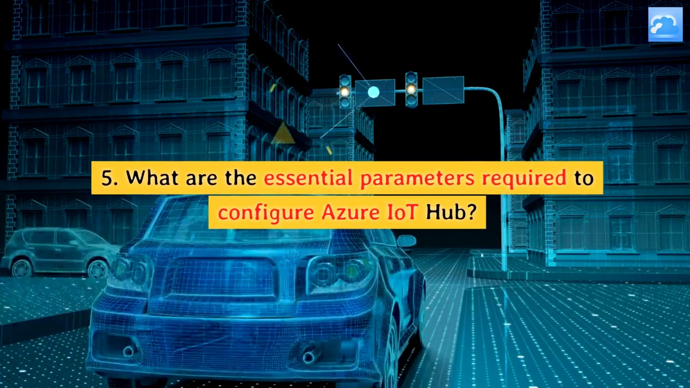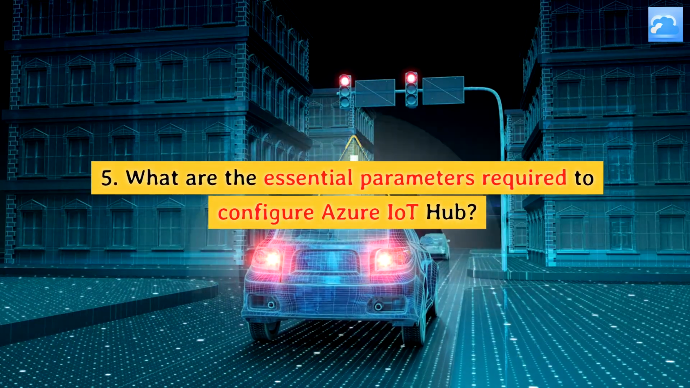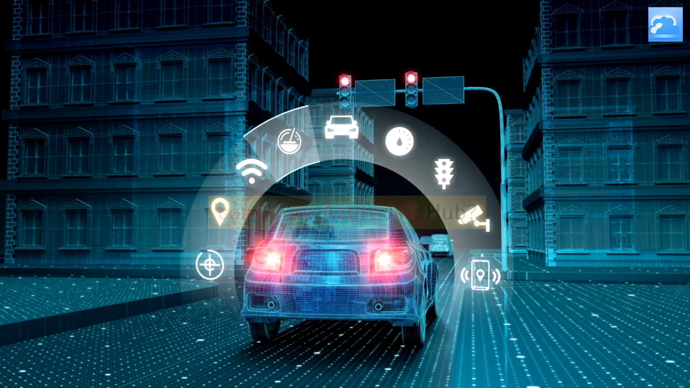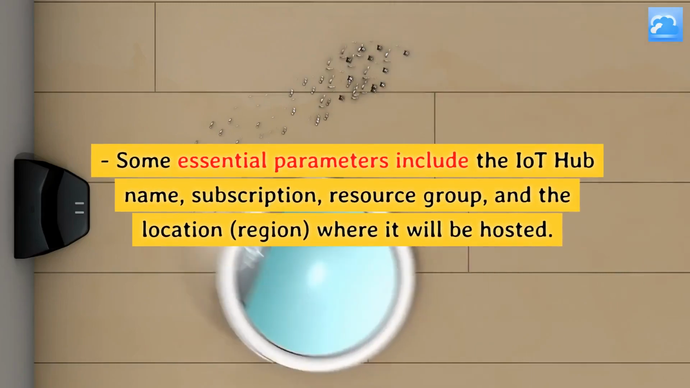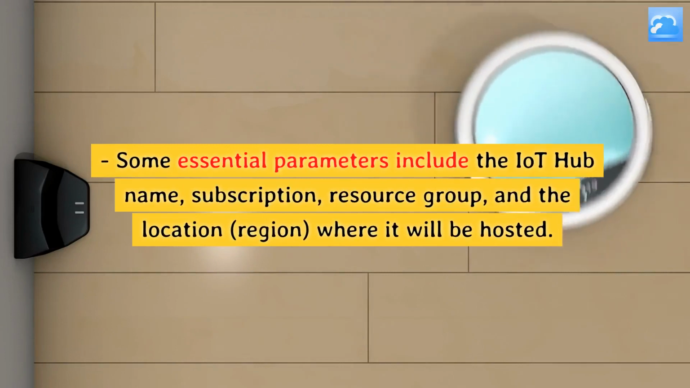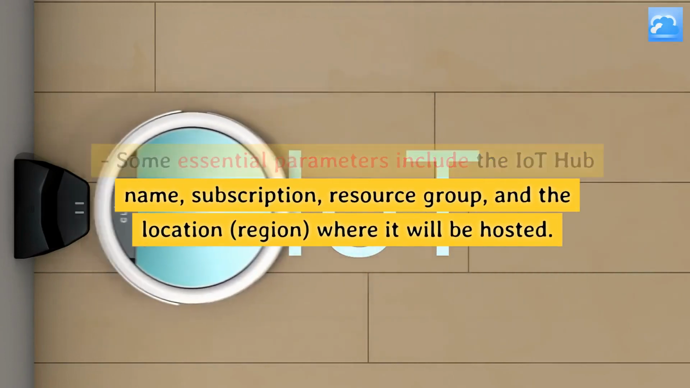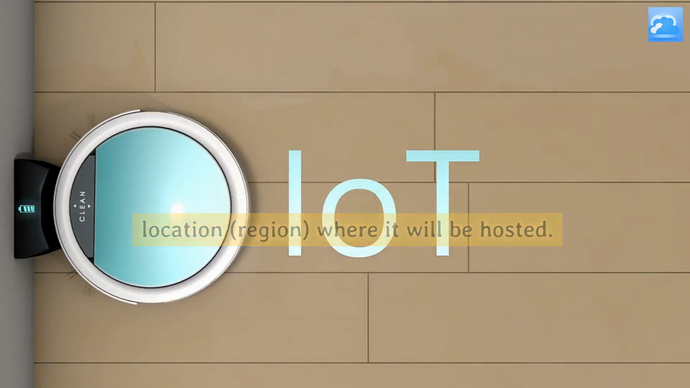5. What are the essential parameters required to configure Azure IoT Hub? Some essential parameters include the IoT Hub name, subscription, resource group, and the location, region, where it will be hosted.